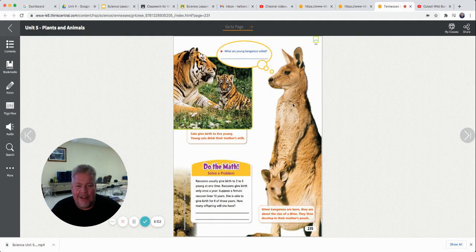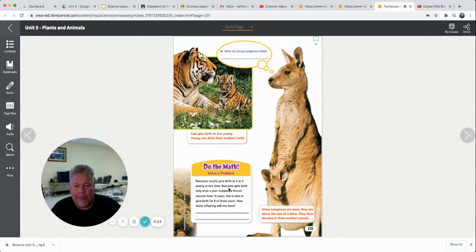You know what young kangaroos are called? Anybody know? They're called joeys. Joeys. There's a little joey. When kangaroos are born, they're about the size of a dime. Wow, that's tiny. Then they develop in their mother's pouch. Cats give birth to live young. Young cats drink their mother's milk.